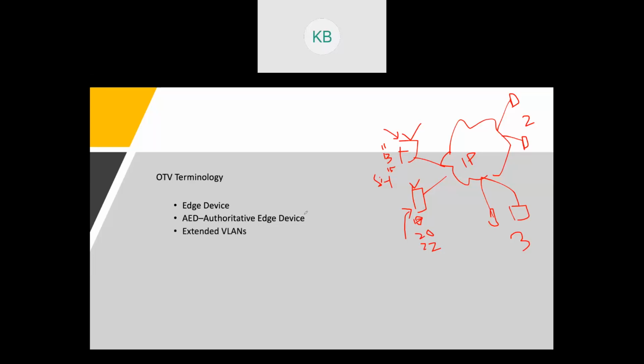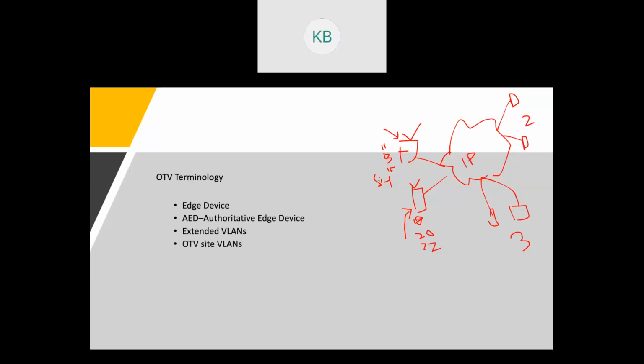Extended VLANs. This is nothing but all the VLANs you want to bridge over the overlay. In our example, if 11, 13, 15, 18, 20, 22, if we want to extend layer 2 for all these VLANs, we call them extended VLANs.